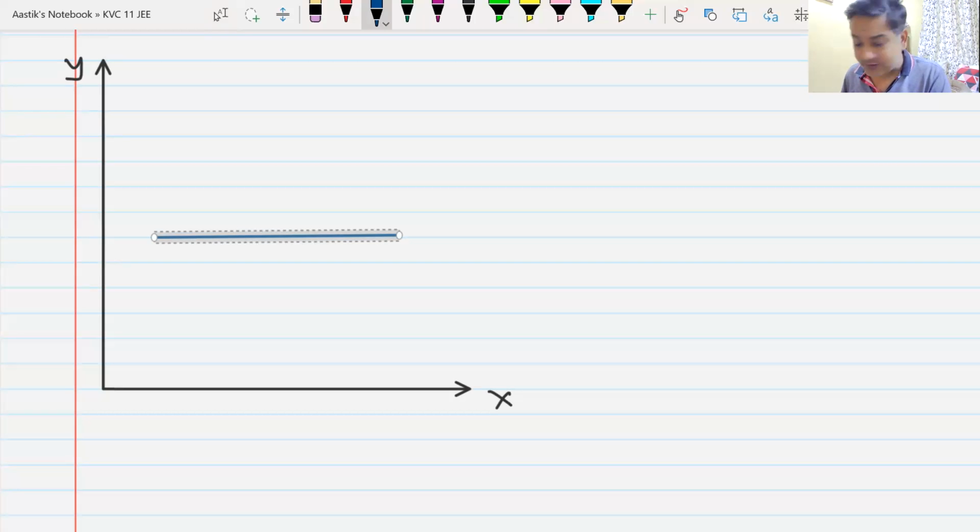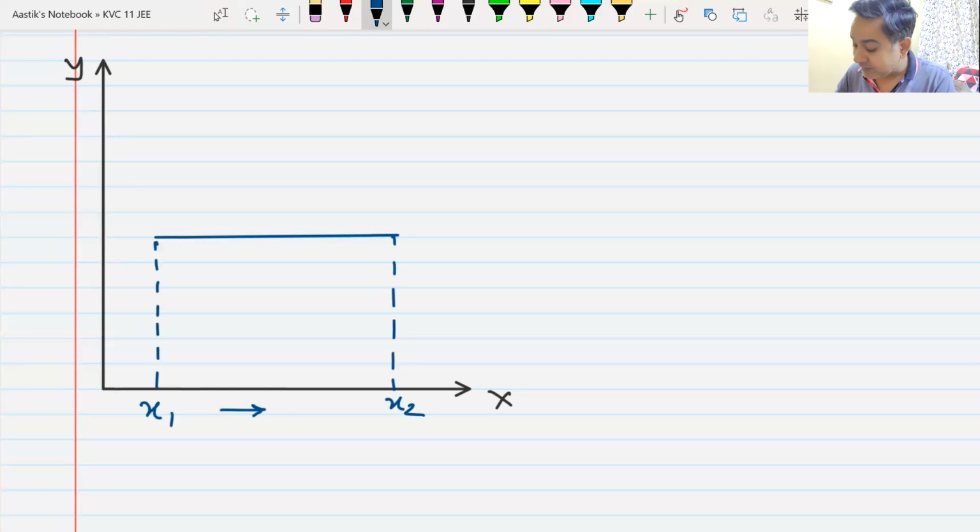Now, what all things can you say about this graph? Here, as you can see, the value of x is changing. x is changing from x1 to x2, but the value of y is remaining constant. Do we understand this? The value of y is remaining constant. What things can we understand about this graph, which is the blue graph? Let me call this graph number 1. What things do we understand about graph number 1?